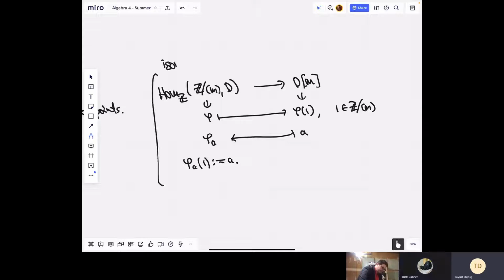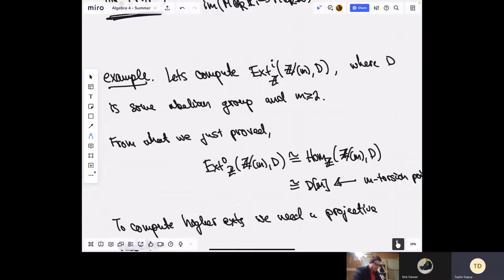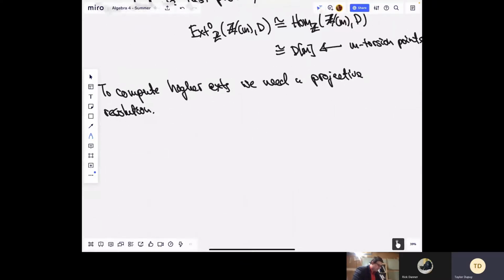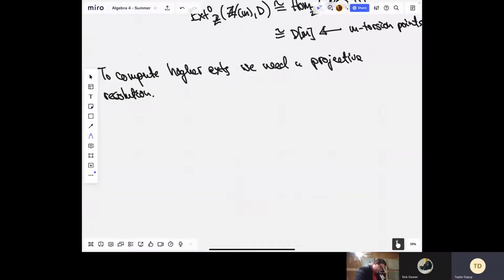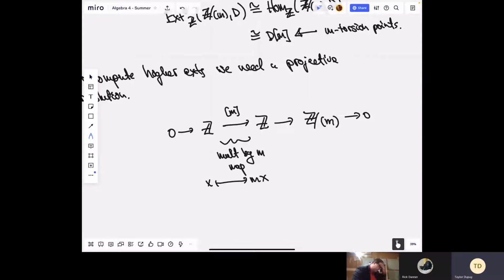Makes sense. Okay. So to compute the higher Ext, we need a projective resolution of Z mod MZ. We could use an injective resolution, but let's use a projective resolution. So let's write it down. We have Z mod MZ, and we need this exact sequence. Here's the resolution part. Z just surjects onto Z mod MZ, and then this map here is the multiplication by M map. It takes x to mx, and it's a map of abelian groups.